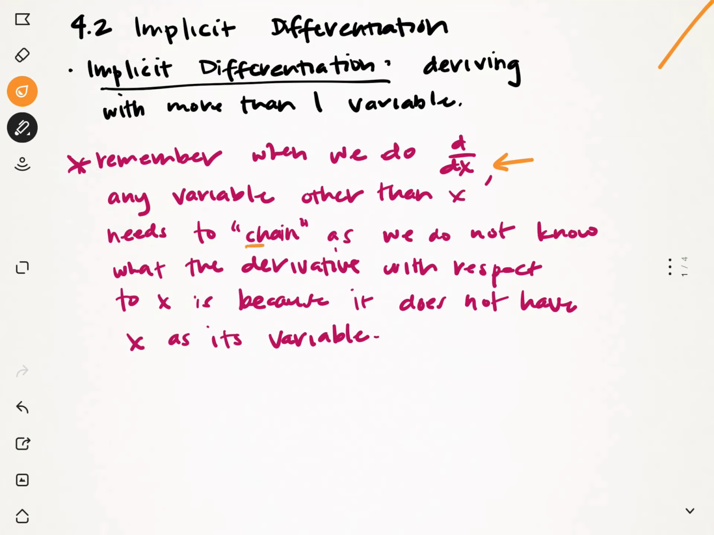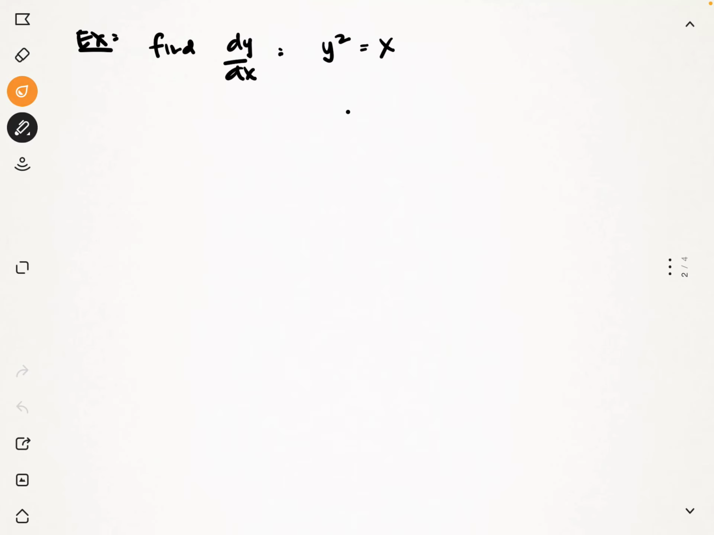So it needs to chain, right? And the reason we chain it is because we don't know what our derivative with respect to x is, because our term there doesn't have an x in it. So we just need to make sure that we add that chain on. And once you get used to it, then it's not too bad. You just have to be very careful and remember that we're going to do that every time we have a variable other than the one we're trying to derive with respect to.